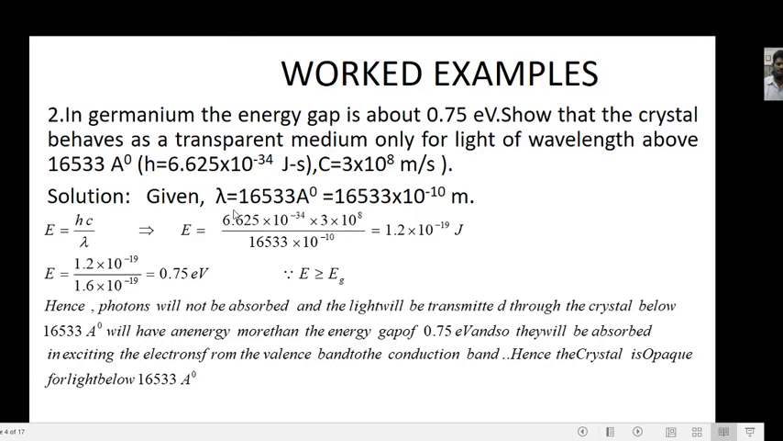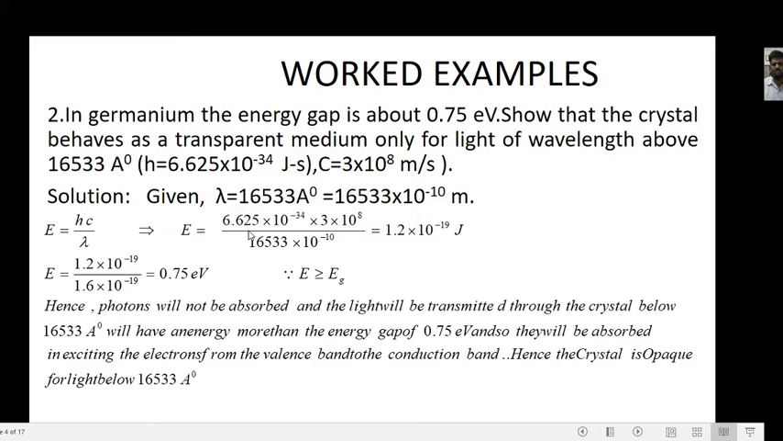Solution. Given lambda is equal to 16,533 angstrom, that is equal to 16,533 into 10 power minus 10 meter. Here 1 angstrom is equal to 10 power minus 10 meter. So E is equal to hc by lambda. E equals 6.625 into 10 power minus 34. This is the equation which can be used for this question.